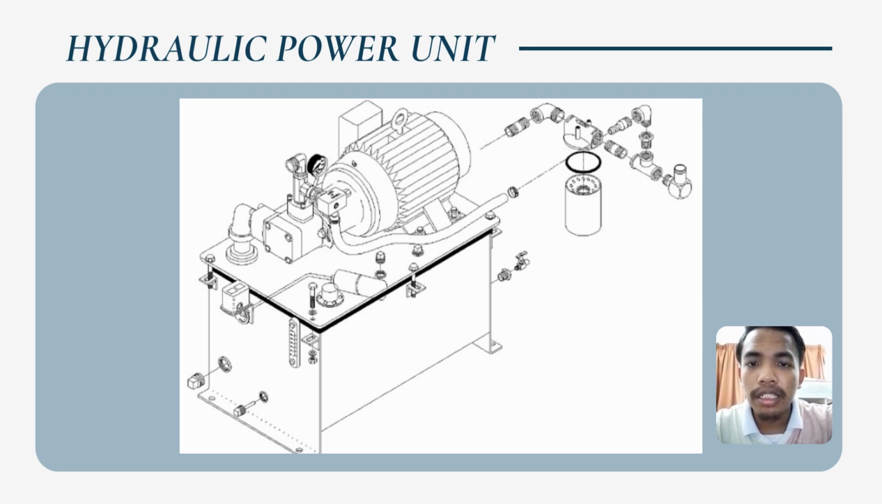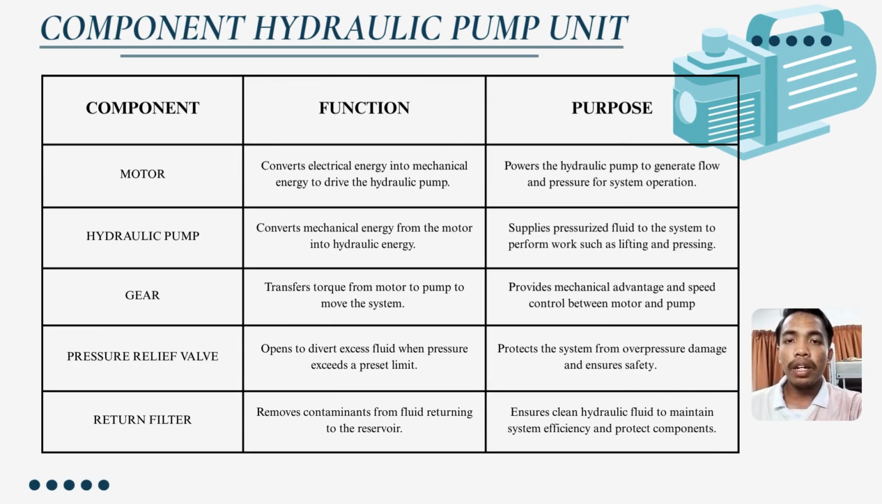This is an example of a hydraulic power unit. Components of the hydraulic power unit. First, the motor. Function: to convert electrical energy to mechanical energy to drive the hydraulic pump. Purpose: power the hydraulic pump to generate flow and pressure for system operation.